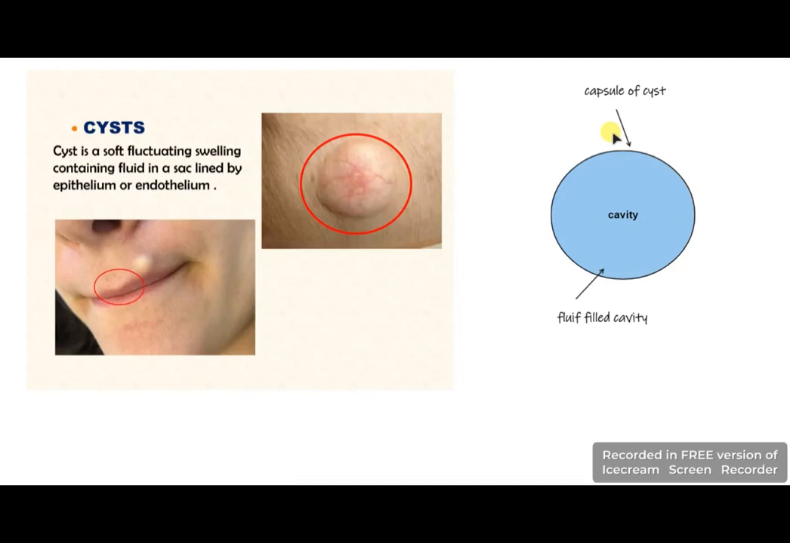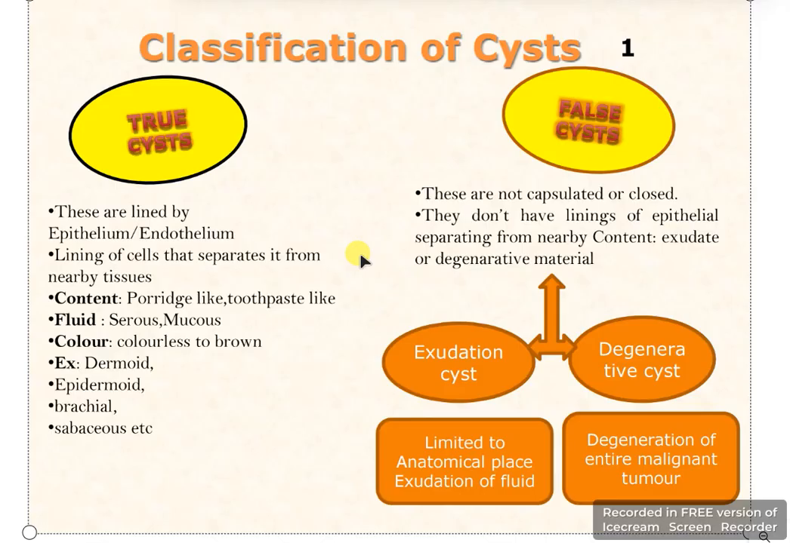Now we have come to the classification of the cyst. Here is the classification of cyst. This is the first classification, where it is classified into true cyst and false cyst. First we'll see the true cyst.